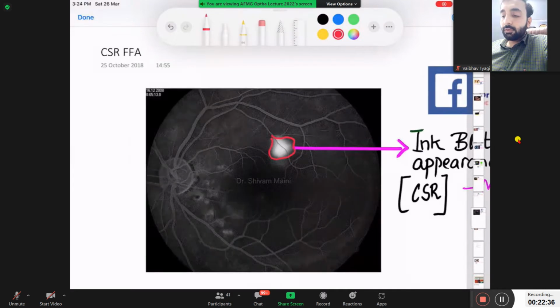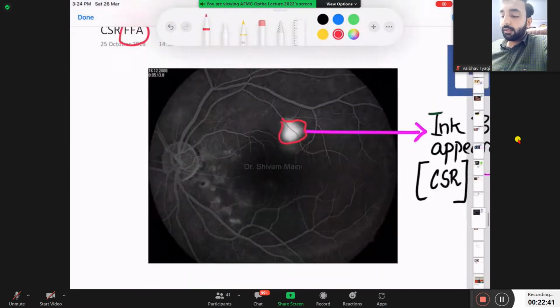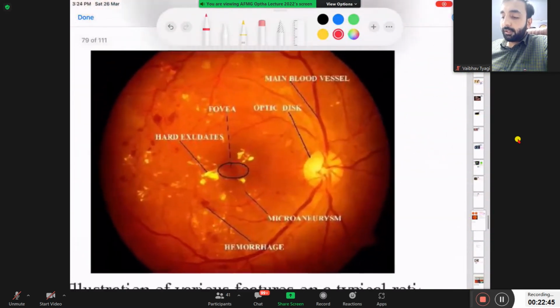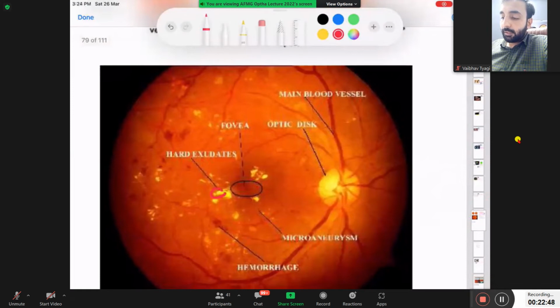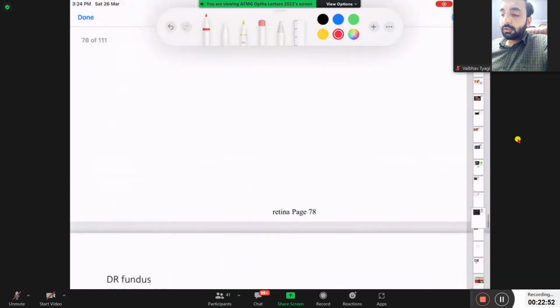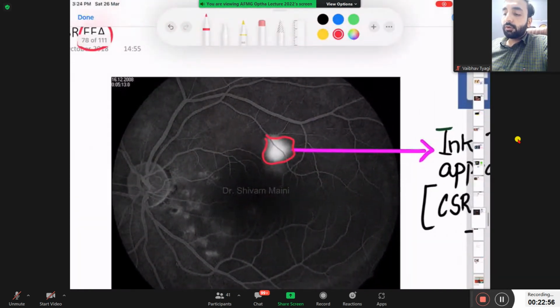So this is the use of FFA. FFA is fundus fluorescein angiography. Can you see diabetic retinopathy? These exudates, hemorrhages are present. So if I want to locate at what point the blood is present and what are the leaking points, I will go for another investigation after OCT that is called fundus fluorescein angiography. Clear or not? FFA is clear.